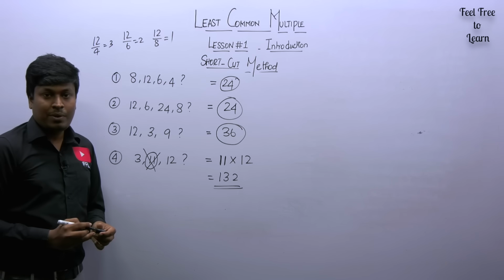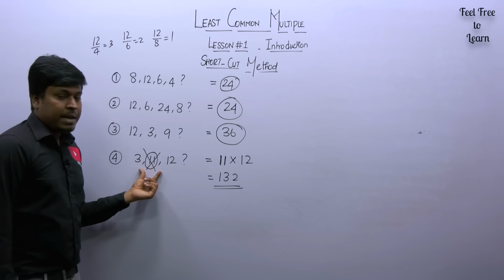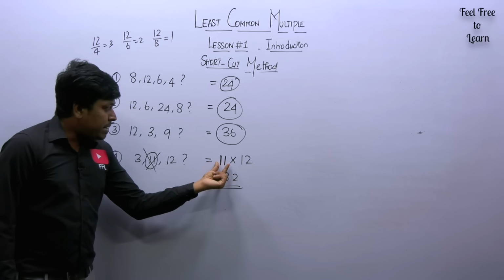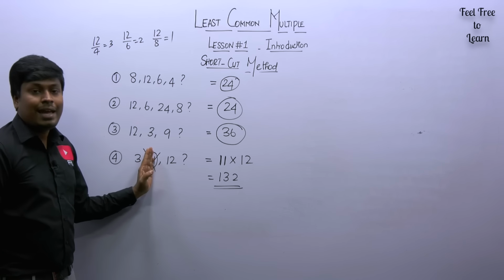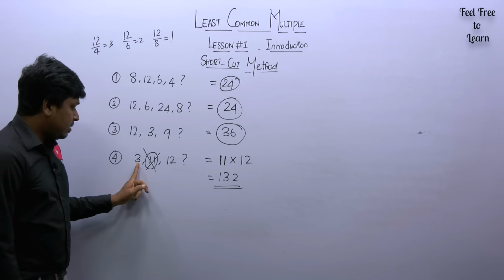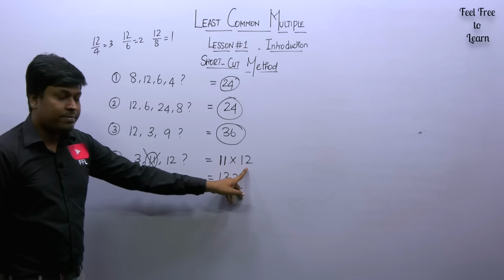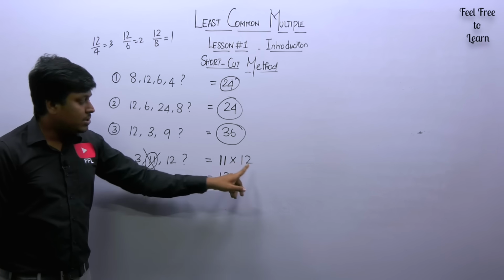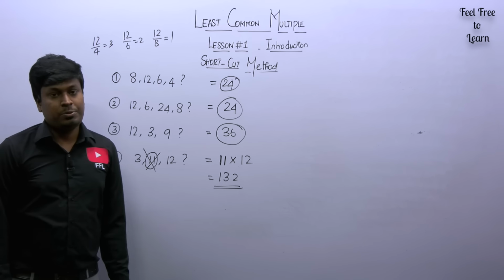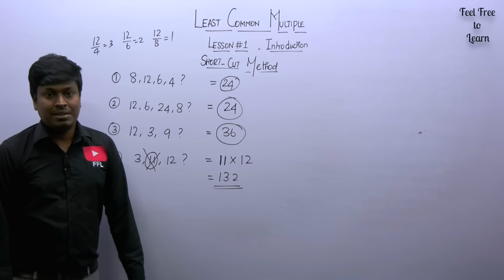So friends, understood how I wrote? Just see, if there is any prime number, right? First write the prime number here, and you don't want to consider the prime number here, right? You need to take the LCM for the remaining numbers. So 3 and 12, the LCM will be 12. Finally multiply with 11, what we took initially, the prime number. So 12 into 11 will be 132. So finally answer will be 132.